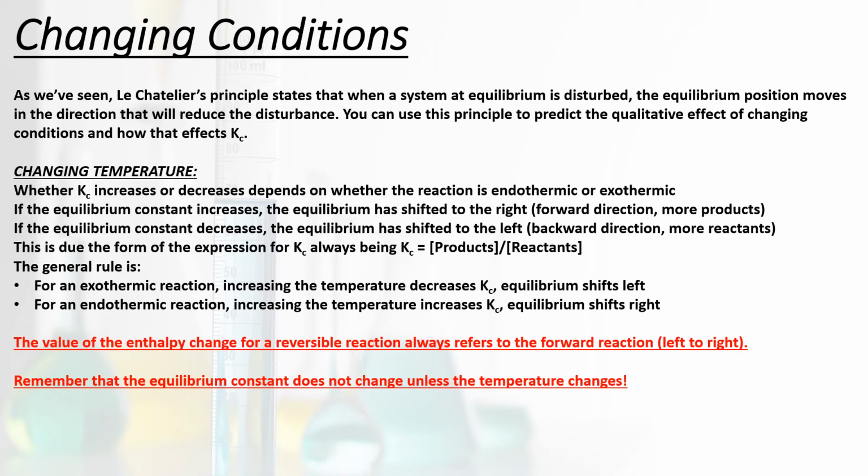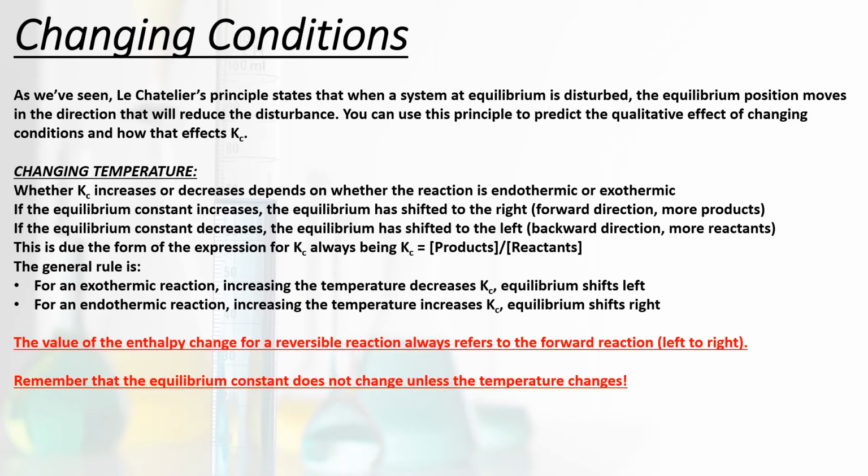Remember that Le Chatelier's principle doesn't tell us anything numerical. It doesn't tell us how far the equilibrium moves. It can just tell us which way. And also we can see how that will then affect the value of Kc. So if we think about changing temperature, whether Kc increases or decreases depends on whether the reaction is endothermic or exothermic.